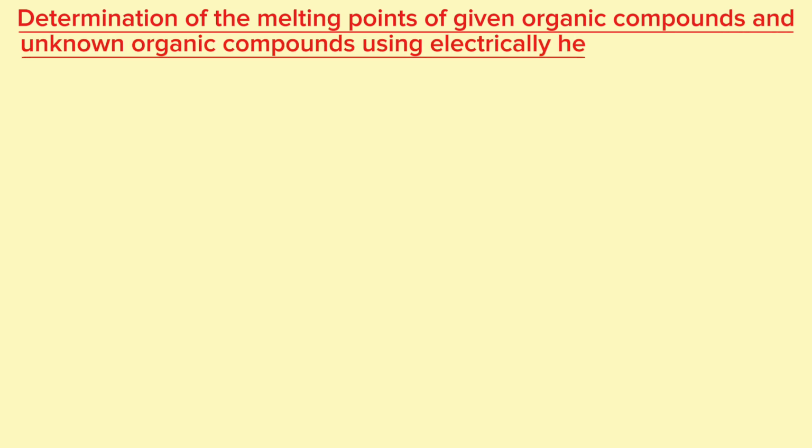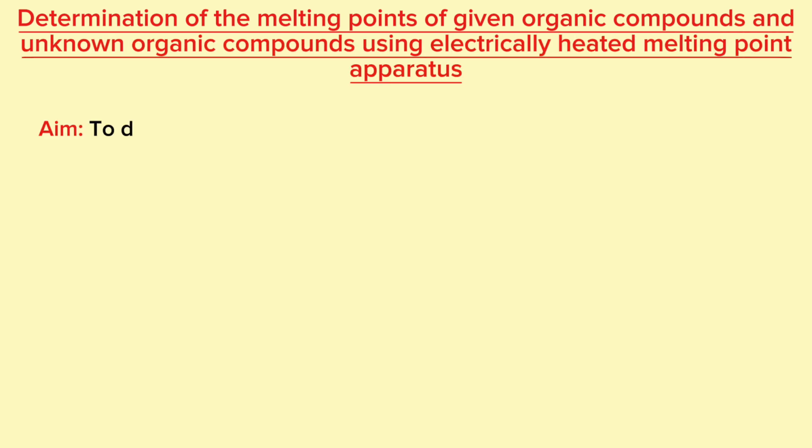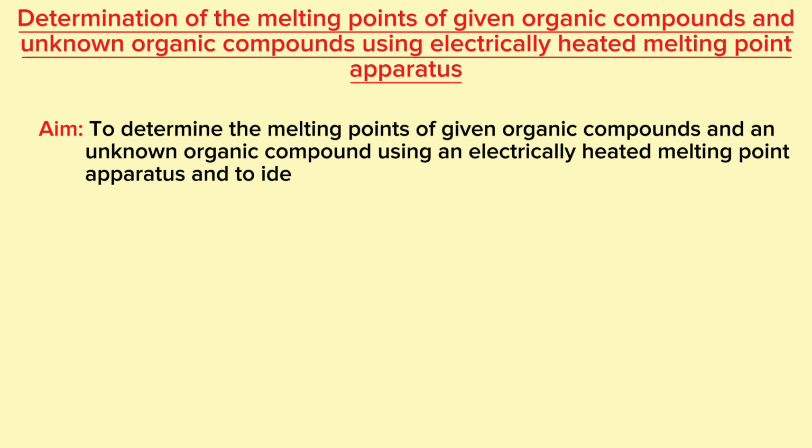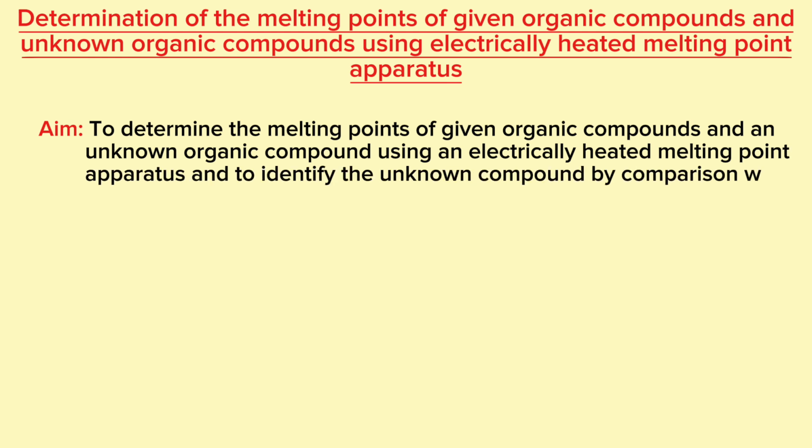Hello everyone. Today we are learning about the determination of the melting points of given organic compounds and unknown organic compounds using an electrically heated melting point apparatus. Aim: to determine the melting points of given organic compounds and an unknown organic compound using an electrically heated melting point apparatus, and to identify the unknown compound by comparison with known values.